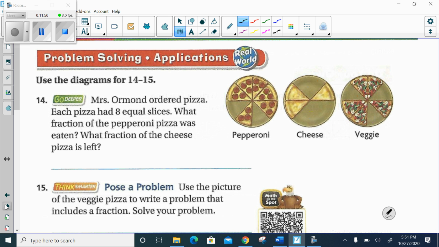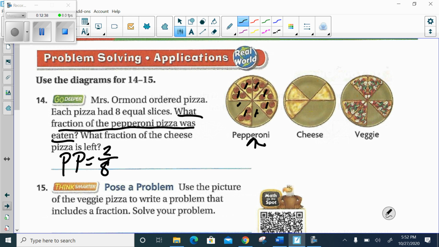Mrs. Ormond delivered pizza. Each pizza had 8 equal slices. What fraction of the pepperoni pizza was eaten? What fraction of the cheese pizza is left? Oh, okay, now look at this. 2 different questions. What fraction of the pepperoni pizza was eaten? Here's my pepperoni pizza. Well, I see this piece missing, this piece missing. That was what was eaten. So how many were eaten? 2 out of how many slices were there? Well, there's 1, 2, 3, 4, 5, 6, 7, 8. 2 out of 8 were eaten.